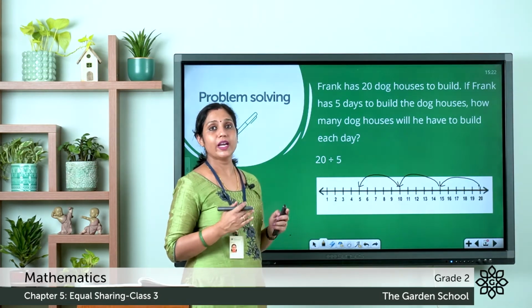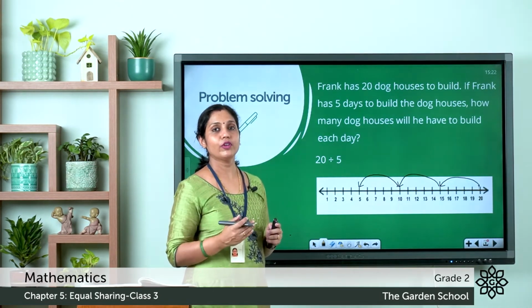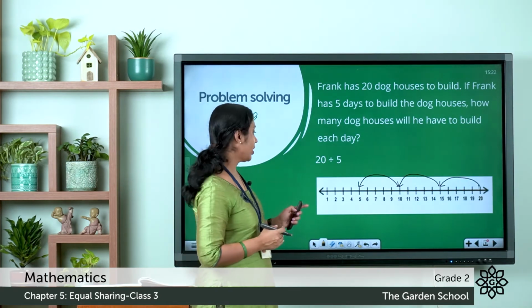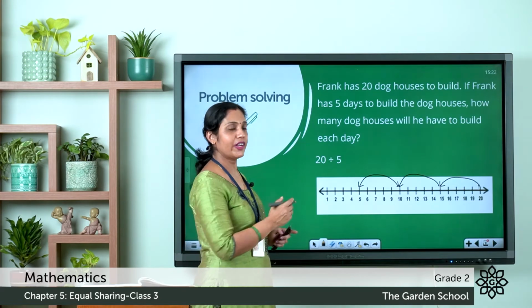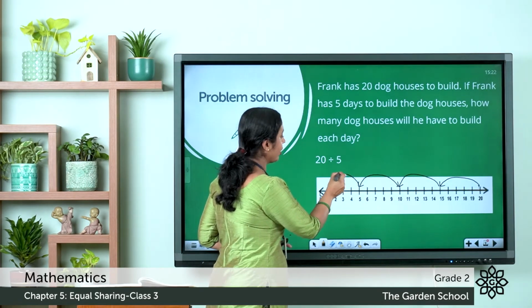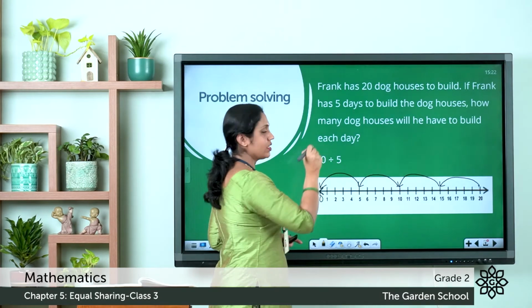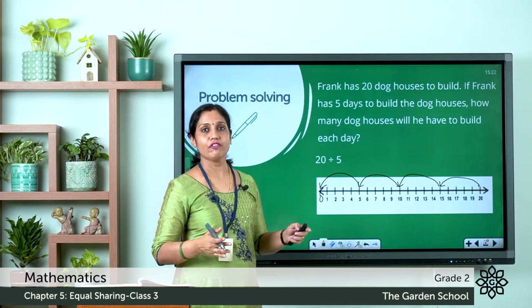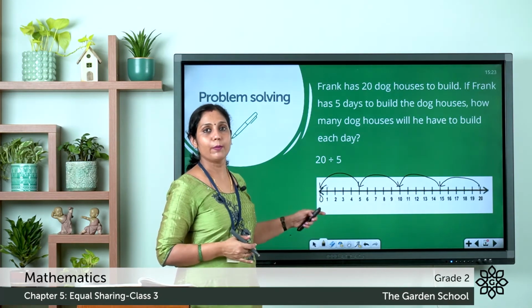So 5 minus 5 is 0. So we have to draw a line backward till it reaches 0. Here you can see the number 0 is not written. Let's write 0 here. So from this 5, let's draw a line to 0. Now our repeated subtraction is finished because we reached the number 0.